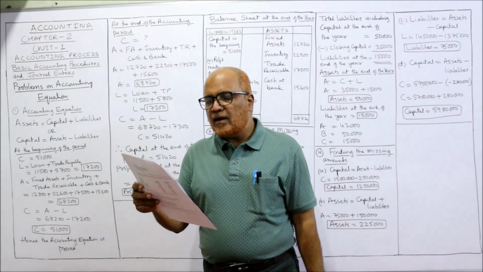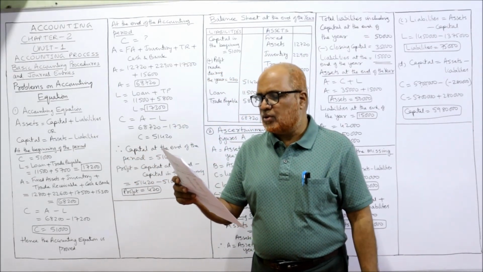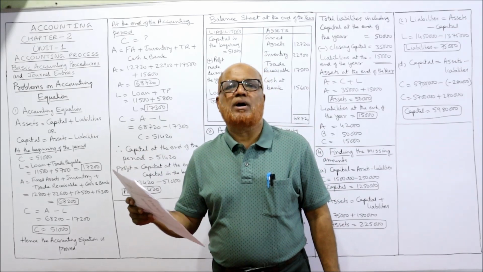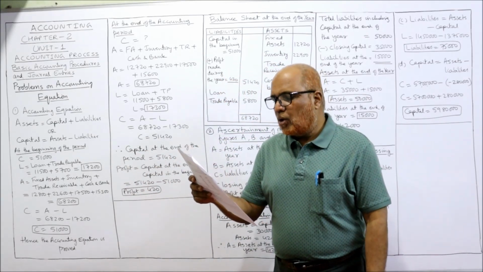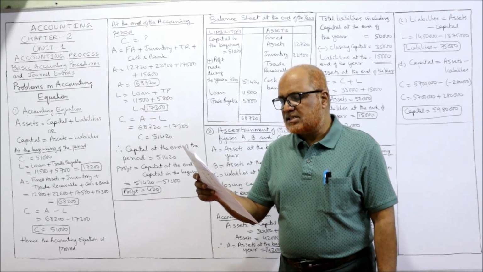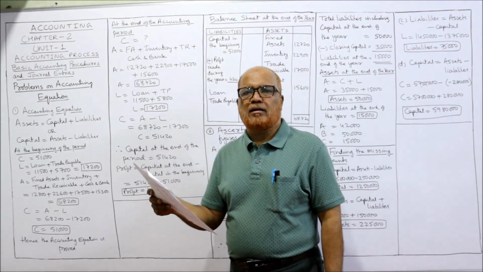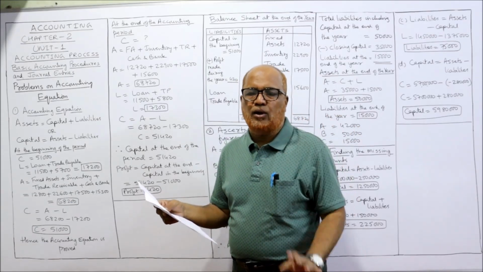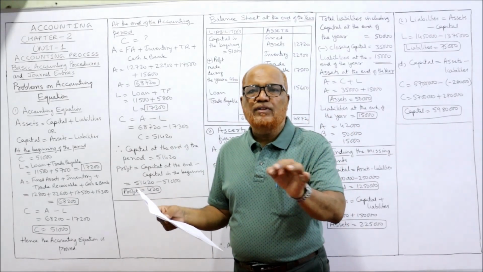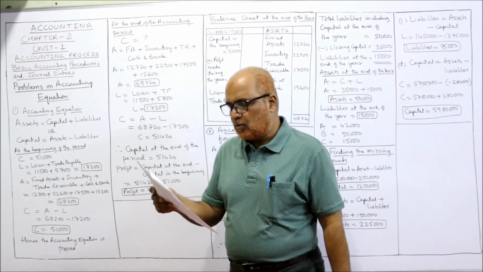At the end of the accounting period, the balances appear as follows. Capital, question mark. We have to find out the capital at the end of the year. Loan is given, trade payable, fixed assets, inventory, trade receivable, cash at bank. So all the items are given at the beginning of the year and at the end of the year, and at the end of the year, capital is not given. We have to find it out.